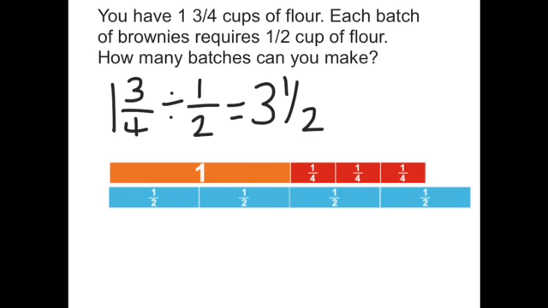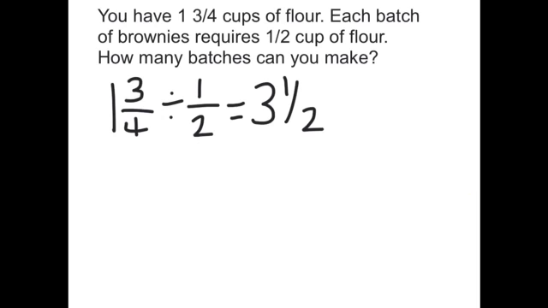Let's find a better way of doing this. What I'd like to use is our keep, change, flip method. But if you notice, what I have right here is a mixed number. So the first thing we have to do is turn that into an improper fraction. And remember that we're using that round the clock method. So in particular, I'm going to want to do 4 times 1 plus 3. Well, that's going to be 7.